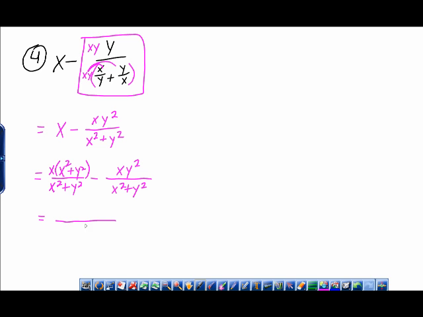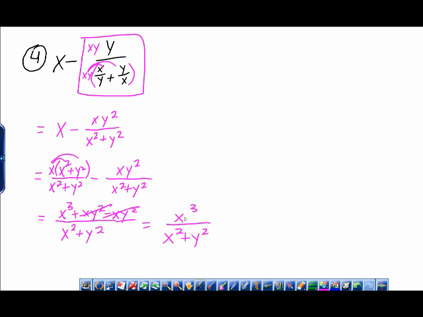Okay, now I'm ready to go ahead and write this as x squared plus y squared, just one expression. X times x squared, that's x cubed. Just thinking about distributing, this becomes xy squared. Then I have minus xy squared. That worked out nicely because those two cancel. And I am left with x cubed over x squared plus y squared.